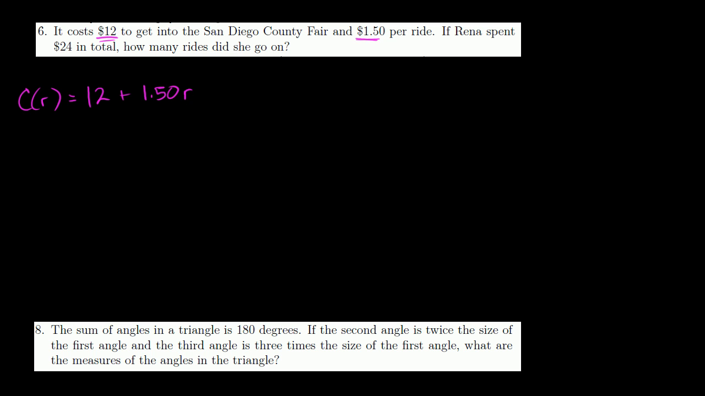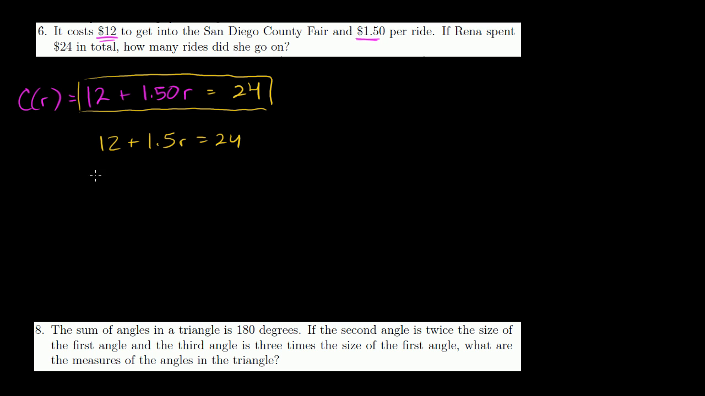We know that Rena spent $24 in total. So what was the number of rides she went on? Well, we could solve for this. We could just look at this part of the equation right there. We get 12 plus 1.5r is equal to 24. Let's subtract 12 from both sides of the equation. Negative 12 plus negative 12. You get 1.5r is equal to 12.